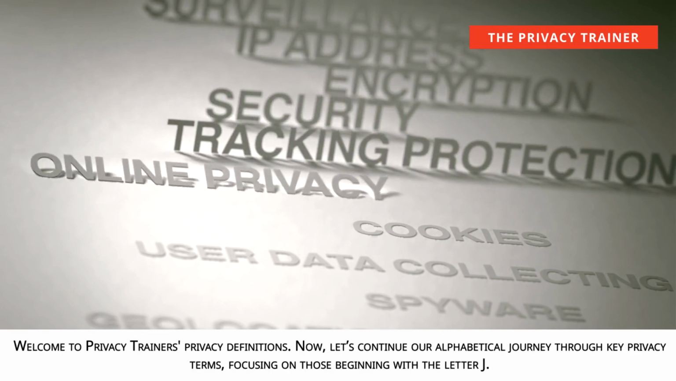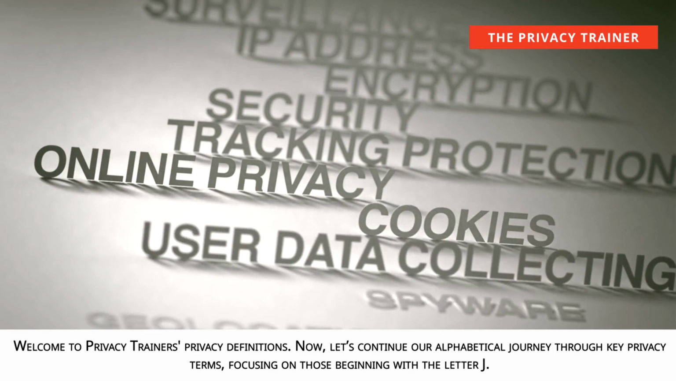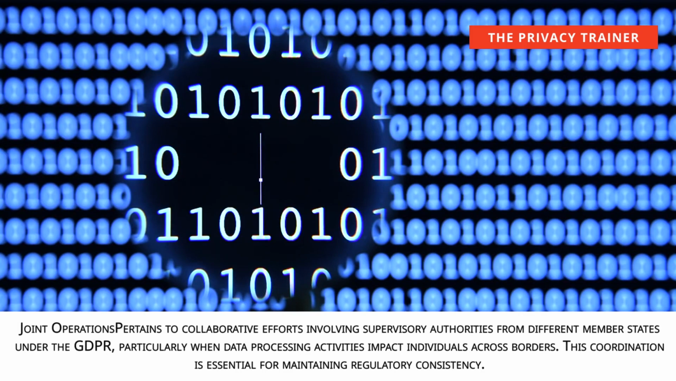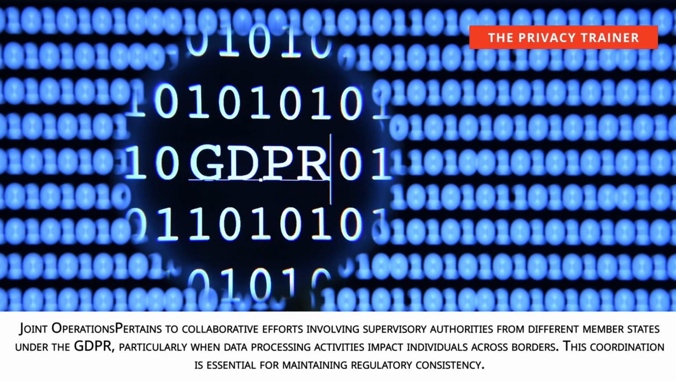Now, let's continue our alphabetical journey through key privacy terms, focusing on those beginning with the letter J. Joint operations pertains to collaborative efforts involving supervisory authorities from different member states under the GDPR, particularly when data processing activities impact individuals across borders. This coordination is essential for maintaining regulatory consistency.